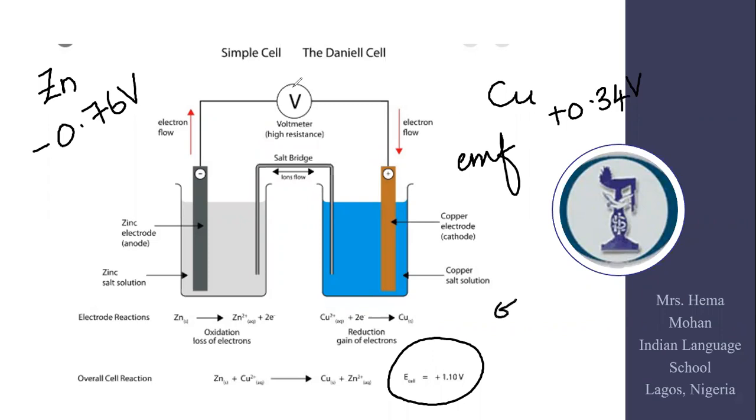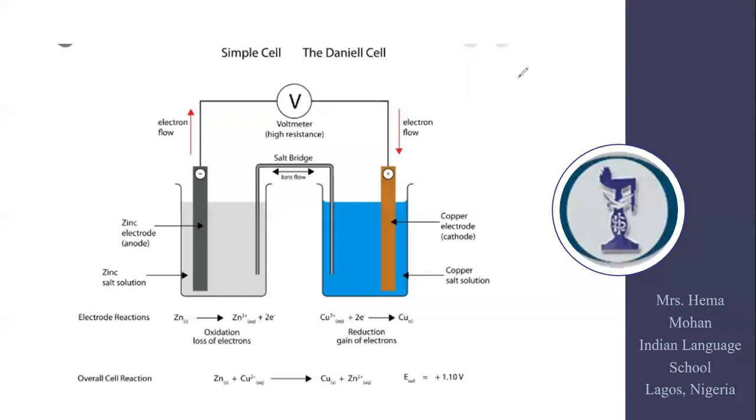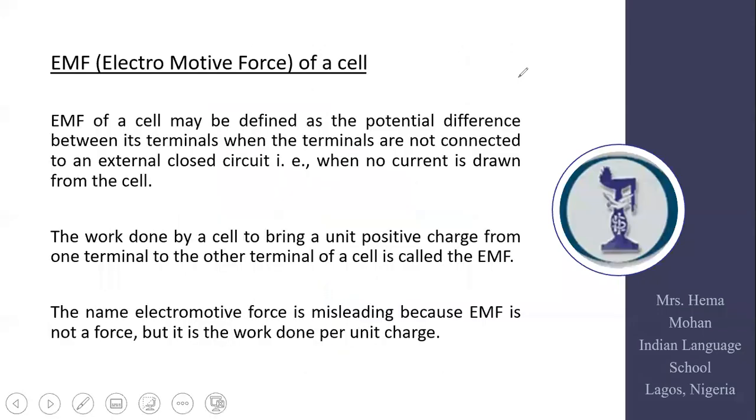So this is basically an open circuit condition because there is no flow of charges. The salt bridge maintains the electric equilibrium in the circuit. There are no excess ions, and hence there is no flow of current. The cell is basically in open circuit condition. So this potential difference is what we call the EMF of the cell. So the potential difference between the terminals when they are not connected to an external circuit, when no current is drawn from it, is what we call electromotive force.